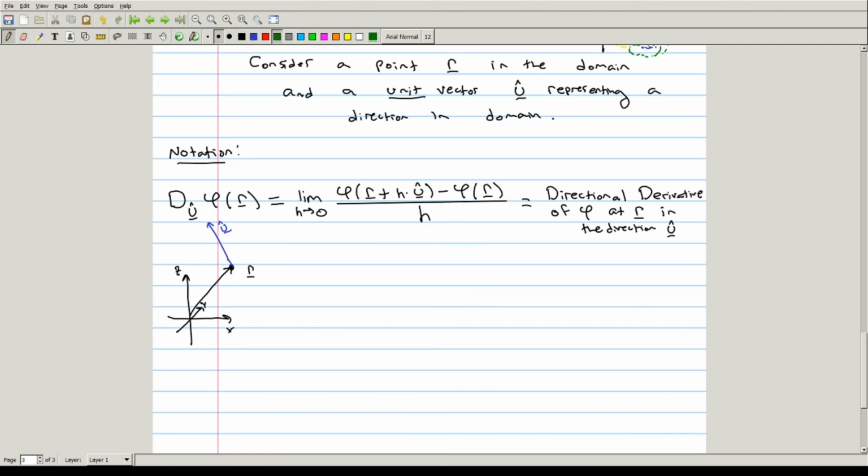And for small values of h, the vector h times u hat looks like this point right here. And so this new vector is the vector r plus h times u hat.